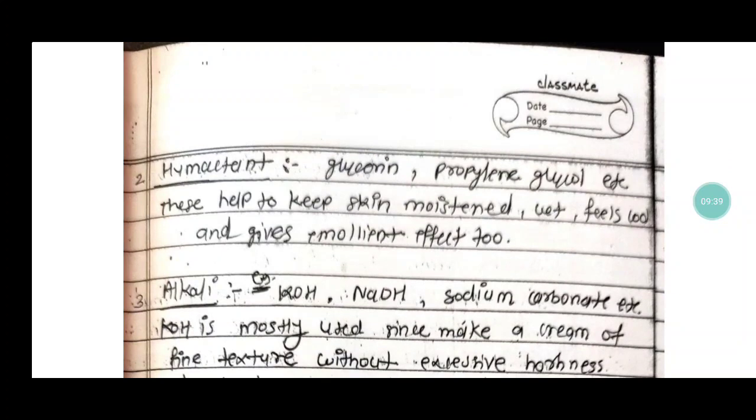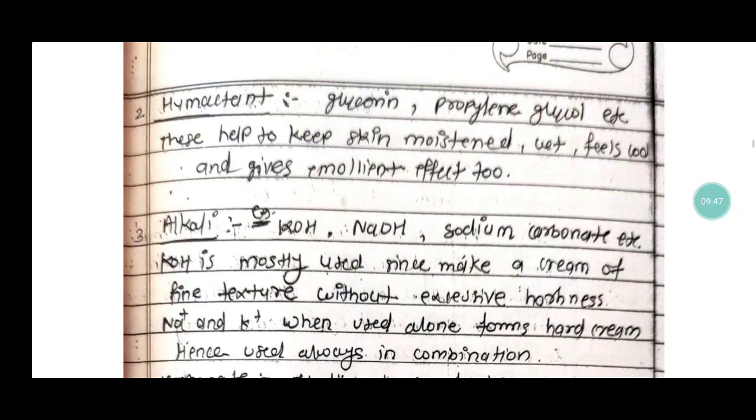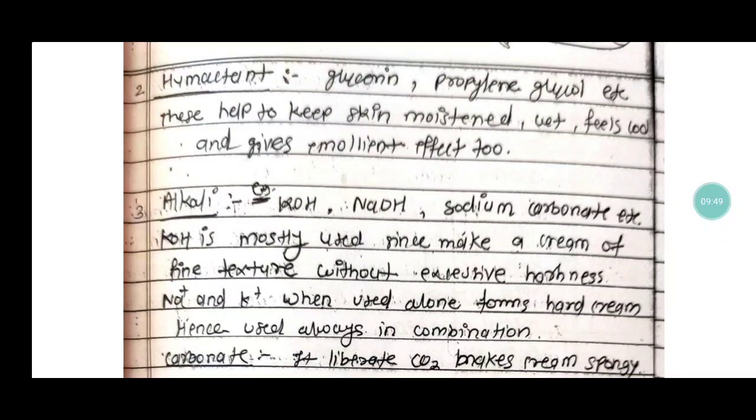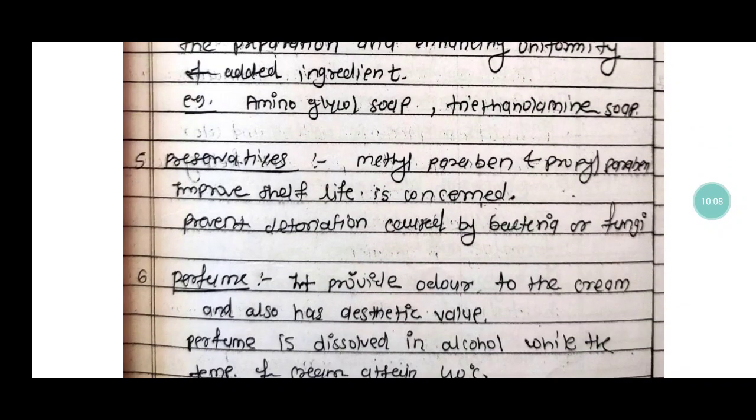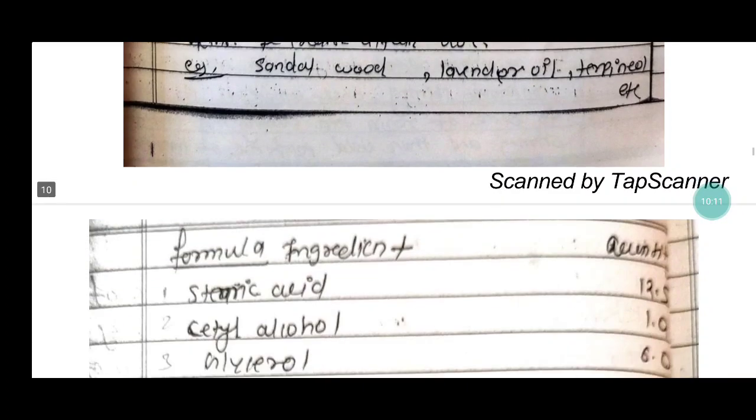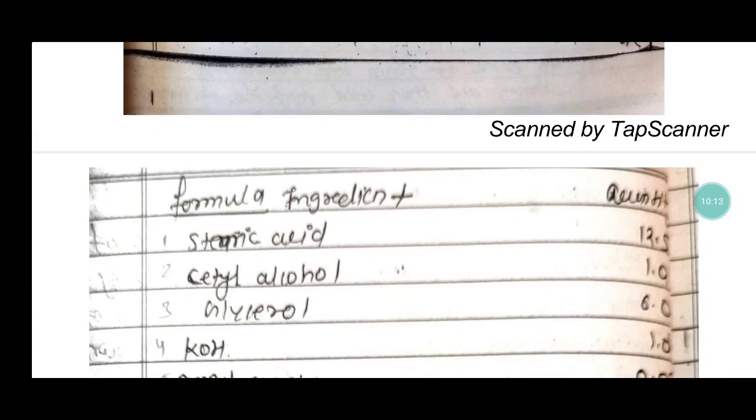And the second ingredient is a humectant like glycerin, which will make the skin moisturized, and an alkali, for example potassium hydroxide, sodium carbonate, etc. And the next ingredient is emulsifying agents. These agents help to stabilize the preparation and enhance the uniformity of added ingredients. Preservatives, perfume, etc. are added to the vanishing cream.